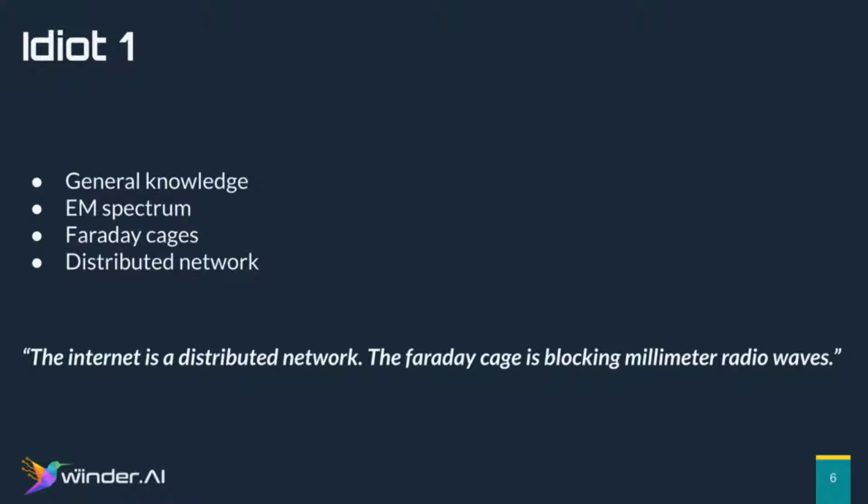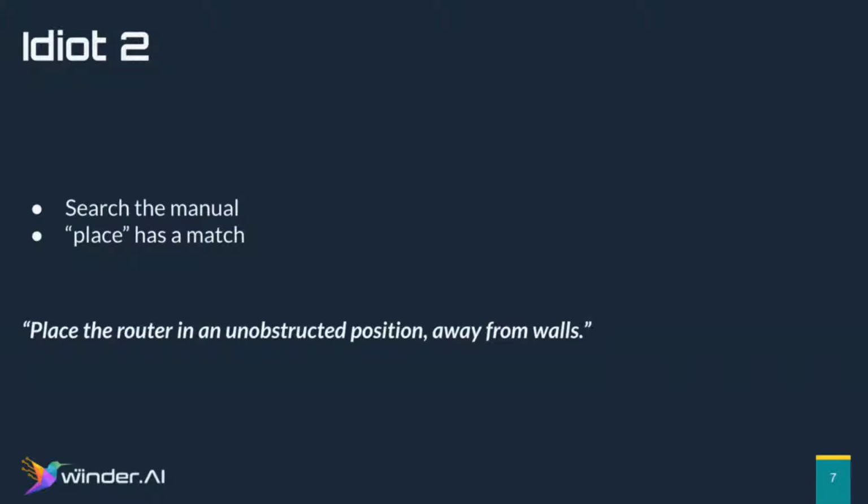So idiot number one comes back and realizes he's got quite a lot of general knowledge. I've got some pretty good general knowledge. I've learned a lot of things from all over the internet. I recall that microwaves and Wi-Fi use similar parts of the electromagnetic spectrum, that microwaves have Faraday cages in them to stop humans from melting themselves, and I know that the internet is one large distributed network. So my answer is going to be: the internet is a distributed network. The Faraday cage is blocking millimeter radio waves. Okay. Factually true, not particularly helpful.